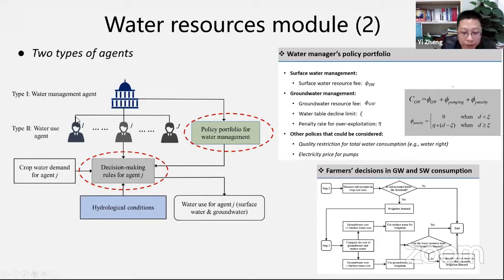So the water management agent has a policy portfolio for management. For surface water management, we consider the surface water resources fee as a policy parameter. For groundwater management, the policy parameters include groundwater resource fee, water table decline limit, and the penalty rate for overexploitation. Okay. The water use agents make their decisions based on a set of rules, and I will skip the details. Their decisions are based on hydrological conditions, crop water demand, and also the policy portfolio for water management.